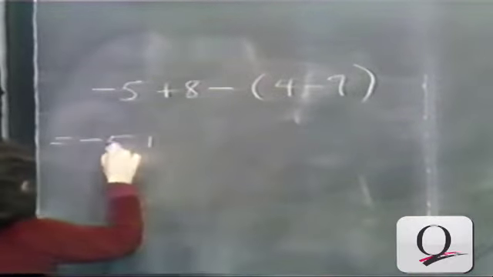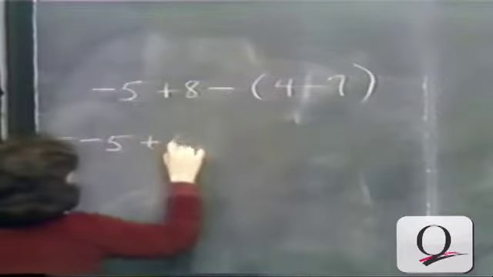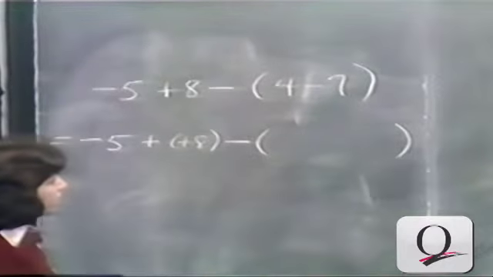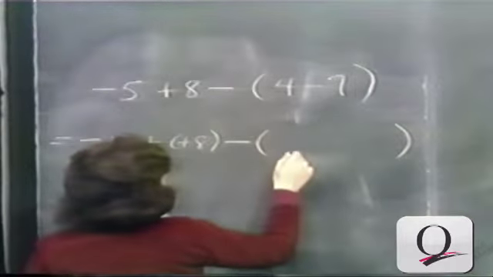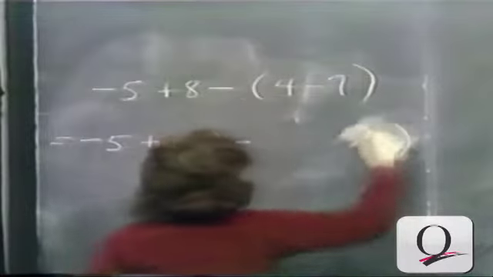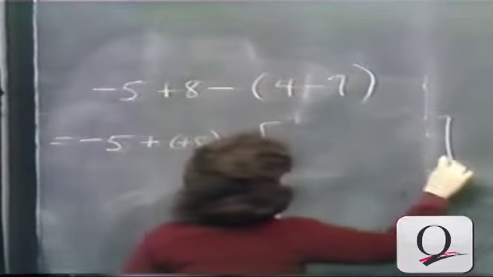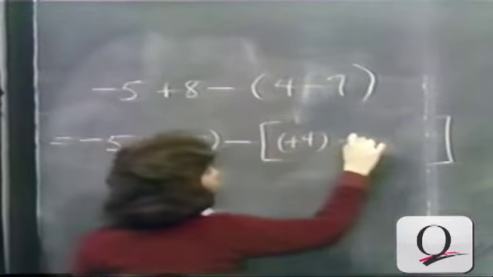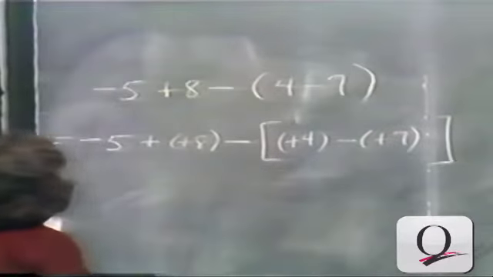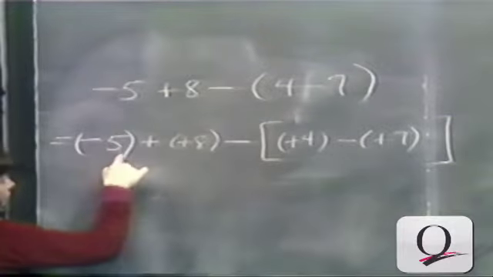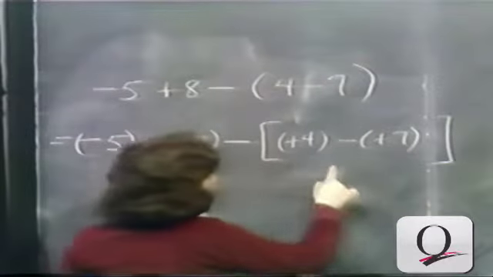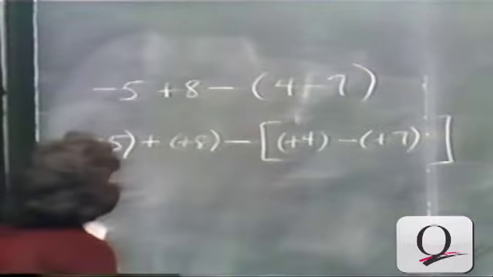-5, this is really a -5 plus a +8, take away, in parentheses, now this must be a +4 take away a +7. Okay, we can rewrite that as, let me change this parentheses to a bracket so I can use parentheses for the numbers. Okay, this is really +4 take away a +7. -5 plus a +8 take away. 4 minus 7 must mean a +4 take away a +7.